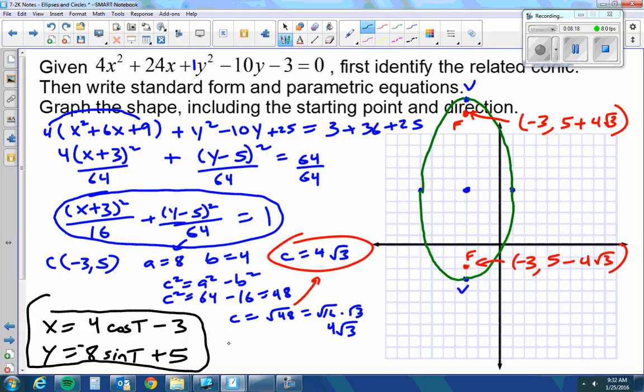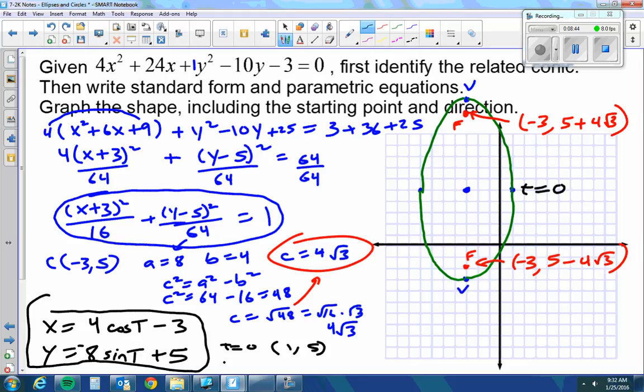And starting point always just means when t equals 0. So at t equals 0, Zoe, what's cosine of 0? Right? So when t is 0, this works out to 1 times 4 is 4, minus 3 is 1 for the x value. When t equals 0, sine is 0, so that's just 0 plus 5 is 5. So it starts at 1, 5. This is the starting point then.